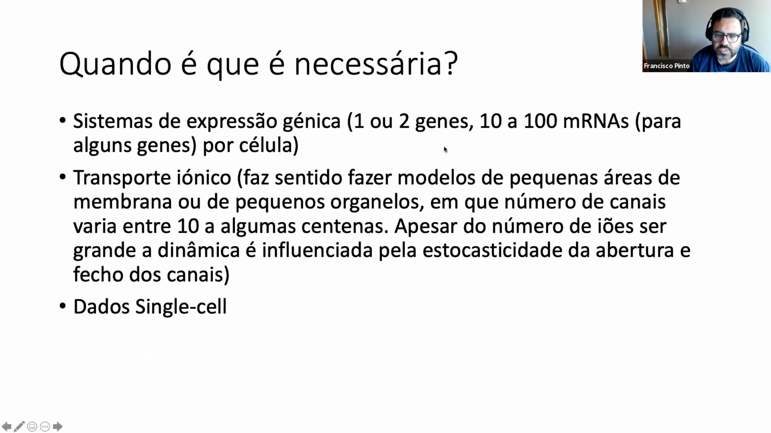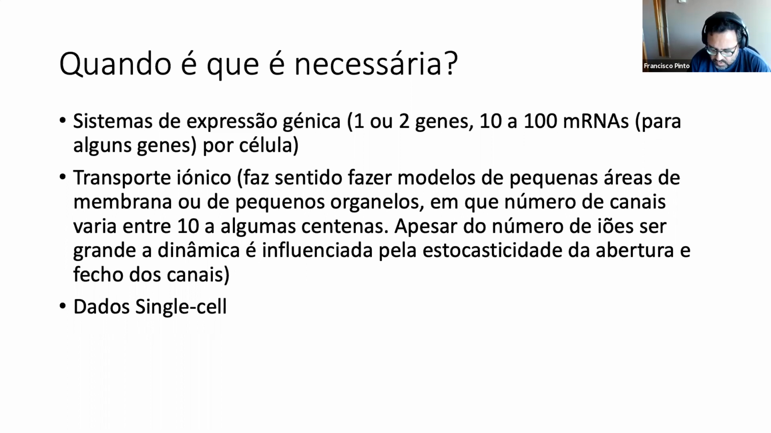Another area where stochasticity is relevant is in ionic transport. So biological membranes have a lot of proteins that are involved in the transport of molecules and ions. And although the number of ions in solution is very high, the number of channel proteins in the membranes that transport those ions may not be that high.